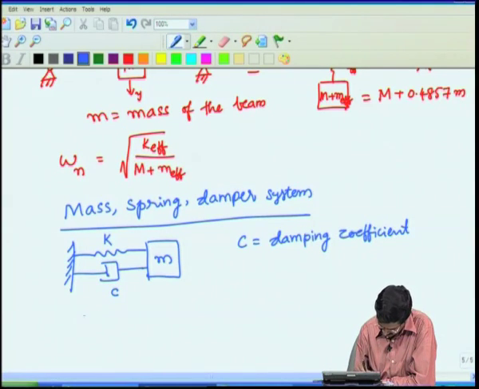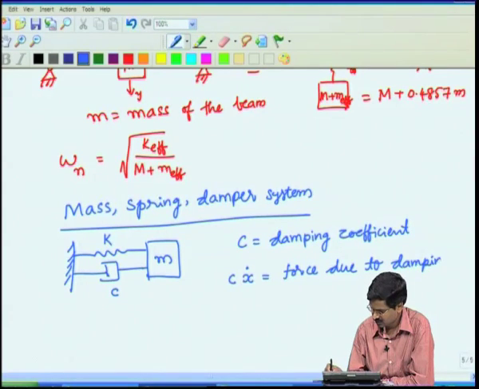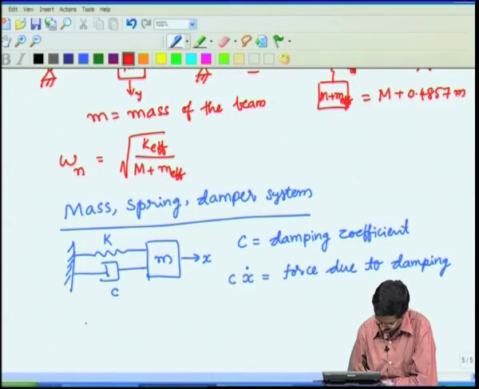So, for that the equation of motion now will involve the effect of damping, and the force due to damping is C x dot. So, if I again take this as x here, it is moving, C times dx by dt is the damping. If that is a force, we can write the equation here, whatever we had earlier, m x double dot plus C x dot, that is a force due to damping, plus k x equal to 0.